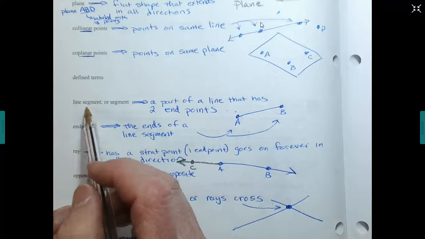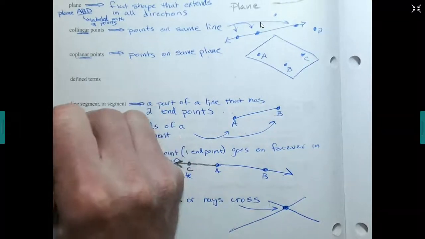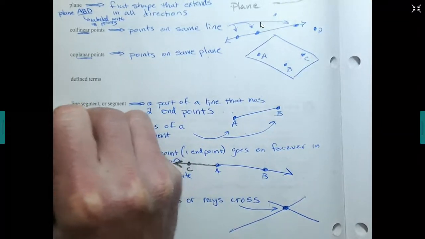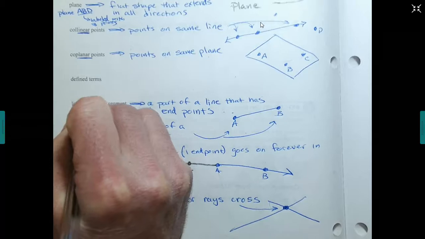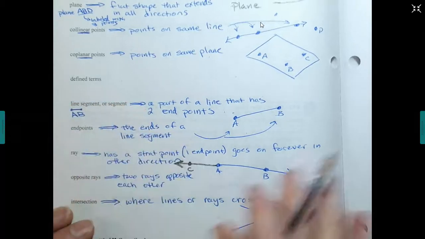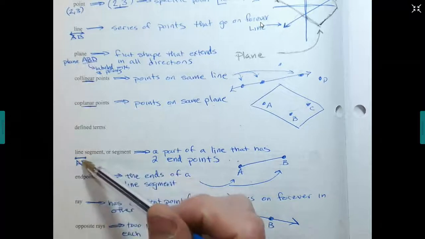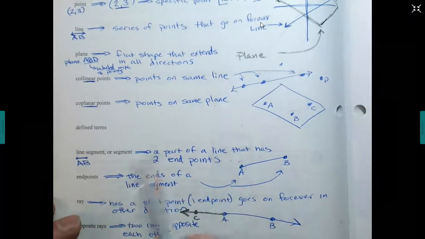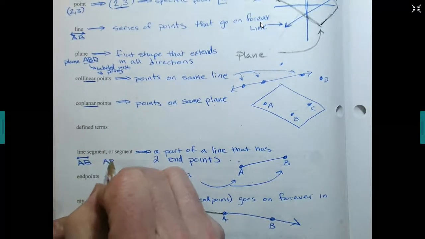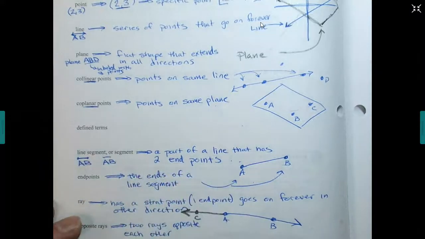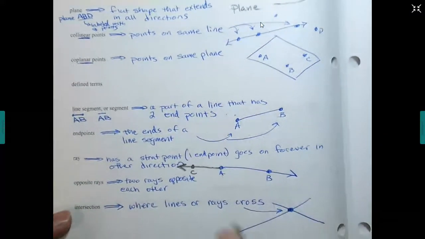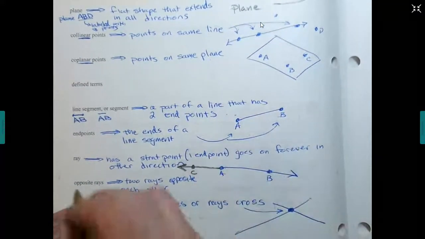A line segment is delineated like that. You could even put the little dots on it. But if you notice, it does not have the arrows. A line has the arrows, a line segment has dots or nothing. If you wrote it like this, that would be fine also. Endpoints are just labeled A and B and whatever.